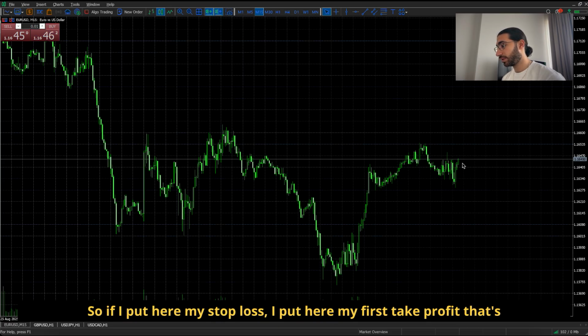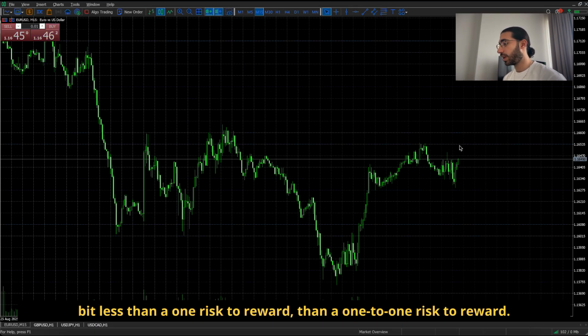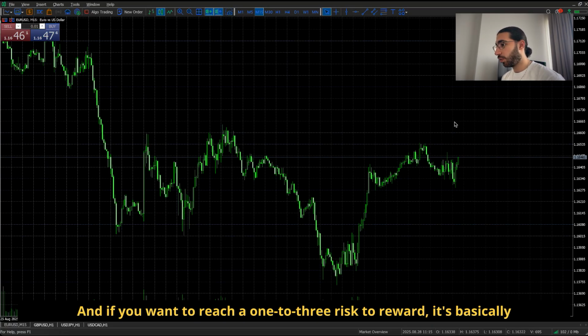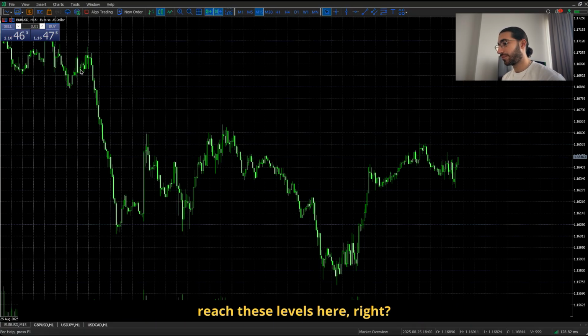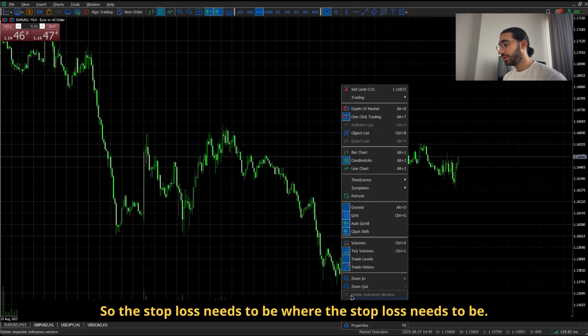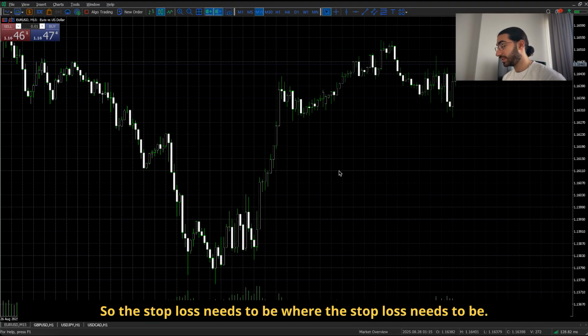So if I put here my stop loss, I put here my first take profit, that's going to be a bit less than a 1 to 1 risk to reward. If I put it here, that's going to be around 1.5 risk to reward. And if you want to reach a 1 to 3 risk to reward, the price is going to have to reach these levels here, right? This range of price. So the stop loss needs to be where the stop loss needs to be.